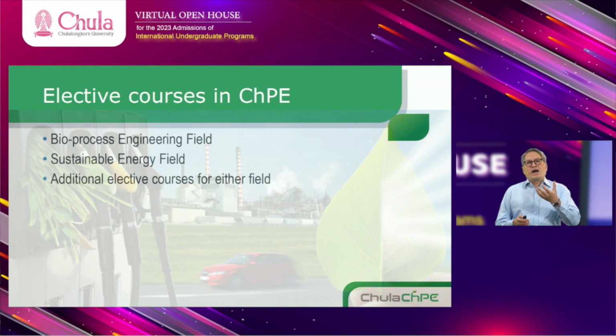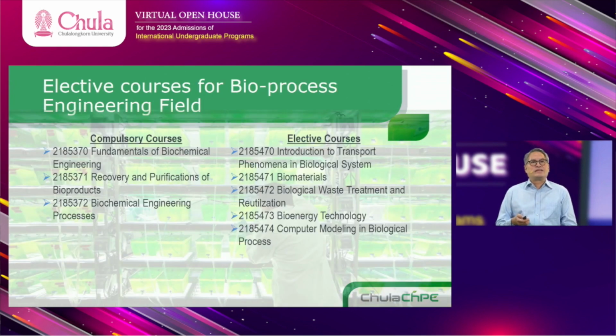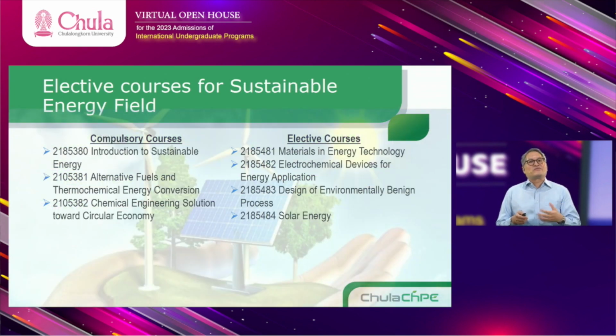So let me show you some elective courses. We have elective courses in bioprocess engineering and sustainable energy. But we also have the common elective courses that either field can choose. Okay, so for each field you have 3 compulsory courses, and then you have some elective courses you can choose. So remember, you need to do 3 compulsory courses and 5 elective courses. But actually, the 5 free elective courses you can choose from your own field, or you can choose from a different field.